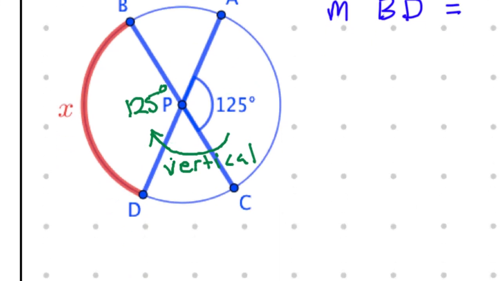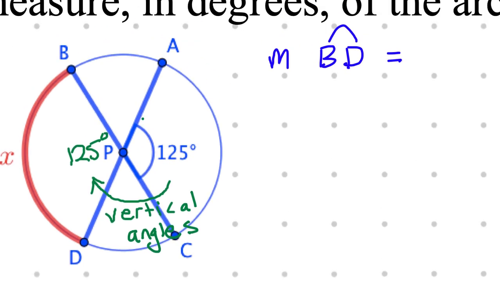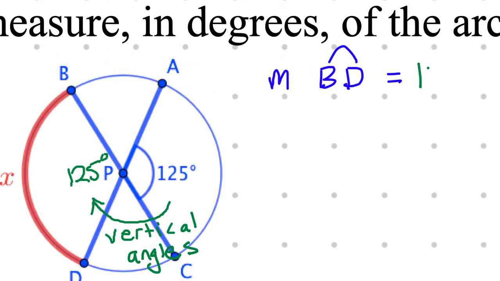Can zoom in here. Vertical angles. And then because we know by our definition up here, the measure of an arc is just the measure of the central angle, x must be also 125 degrees. So I come back up here and say the answer is 125 degrees. Done. It's that easy.